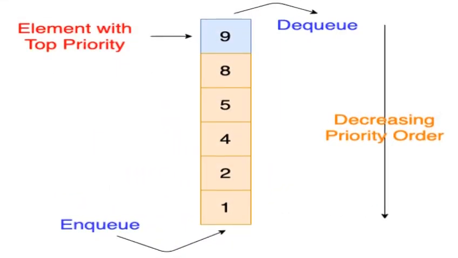As we can see here, we have values ranging from 1 to 9, such as 1, 2, 4, 5, 8, 9. We have 6 different values. The first value to be removed in case of ascending will be 1, whereas in case of descending priority order, we remove 9 as the first element.